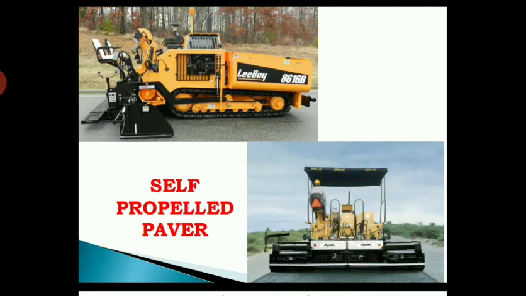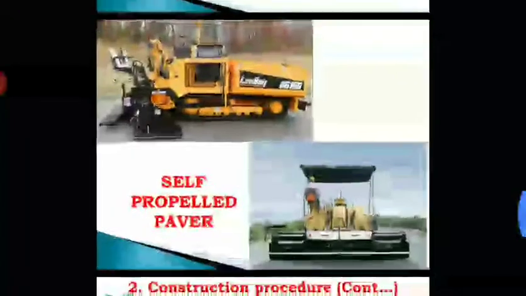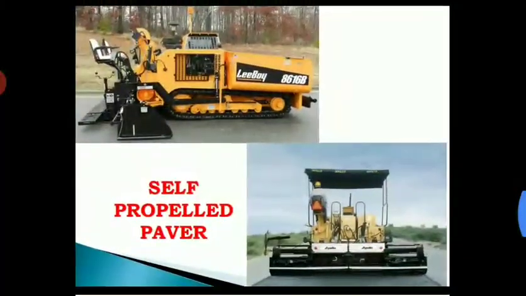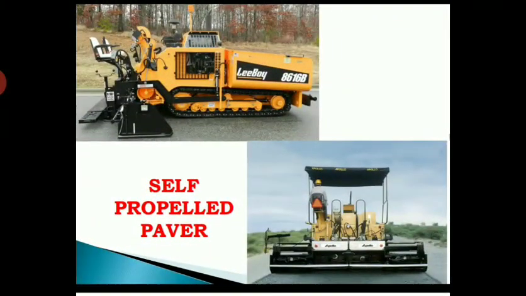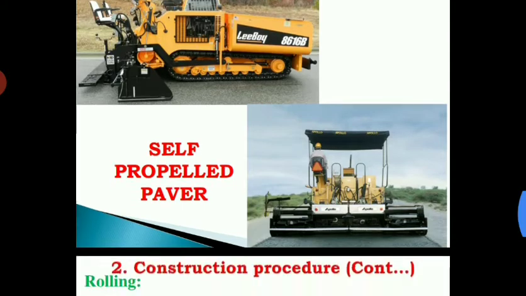And here one more condition: the temperature is 120 degrees Celsius to 160 degrees Celsius at the time of laying. That mix is made up of the different aggregates as well as the binding material. It should be 120 to 160 degrees Celsius at the time of laying, so that it can be well compacted on that existing layer.